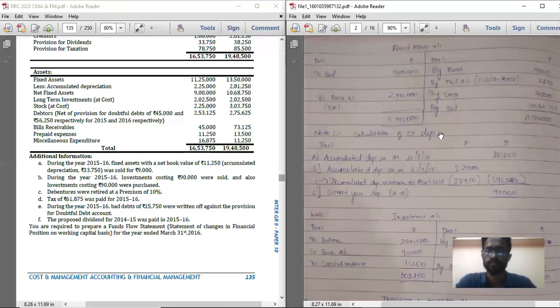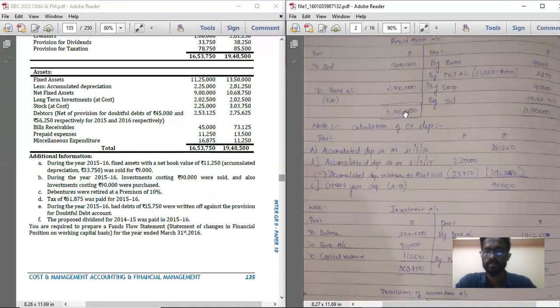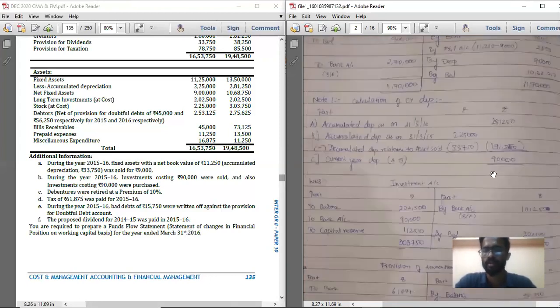The next statement is fixed asset. 2,70,000 is the balancing figure to the bank account, which is the purchase of fixed asset. It should be taken to application of funds. Below that, note number 1 is 90,000 current year depreciation.